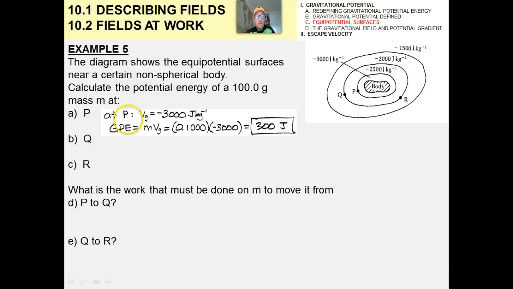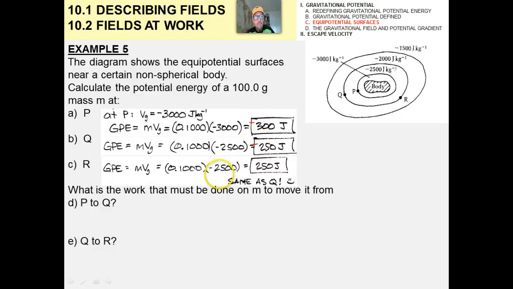Well, pretty simple. So at P, my GPE is 300 joules. That's its mass times the gravitational potential, okay? And I guess that should really be a negative, okay? At Q, it's negative 250, and at R, it's also negative 250. Well, Q and R are on the same equipotential surface.